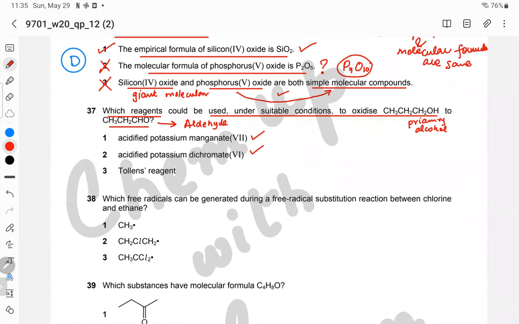And here they didn't ask about the conditions to make the aldehyde from the primary alcohol. The conditions used are heating followed by distillation. And Tollens' reagent can oxidize only aldehyde and sometimes methanoic acid only. So this statement goes wrong. And if this statement goes wrong, B is the correct answer. Is it clear to everyone? Good, Tisha.